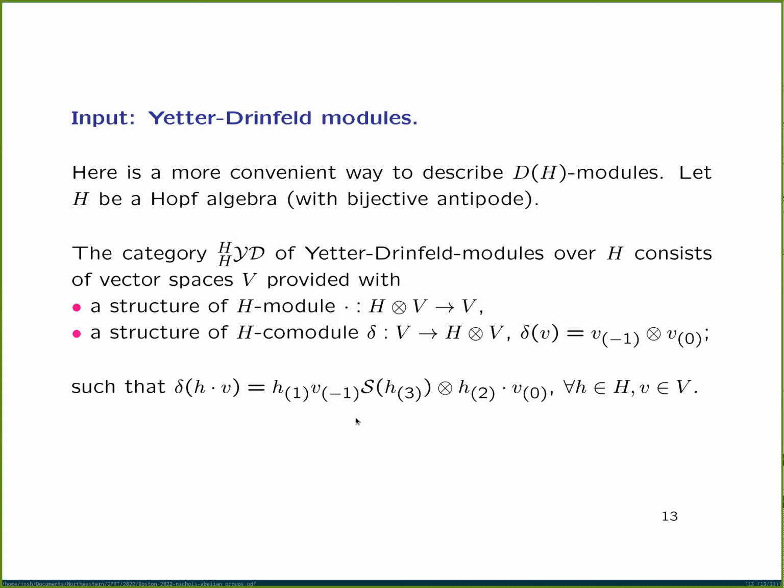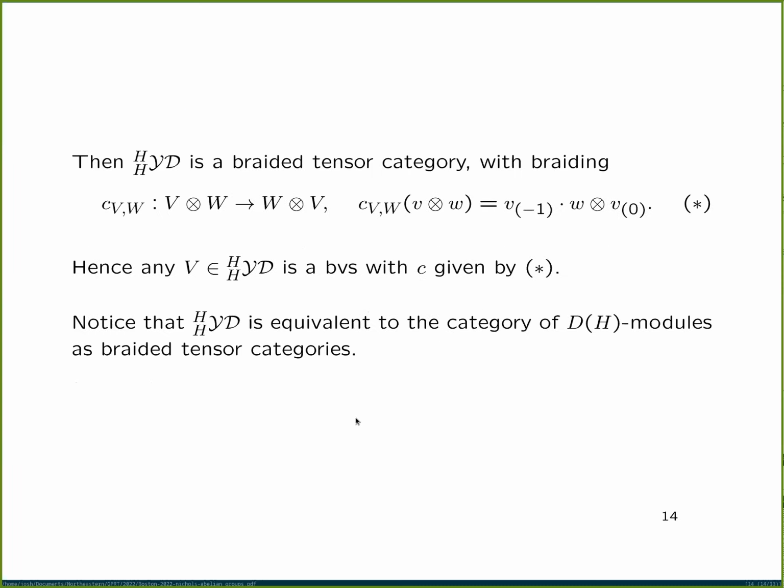This is a braided tensor category, meaning that you have for every V and W a map from V tensor W to W tensor V, given by this formula, and I will show you later what happens if H is a group algebra. And since this is a braided tensor category, in particular, any V, which is a Yetter-Drinfeld module, is a braided vector space by this formula. The category of Yetter-Drinfeld modules is equivalent to the category of representations of the double as braided tensor category.